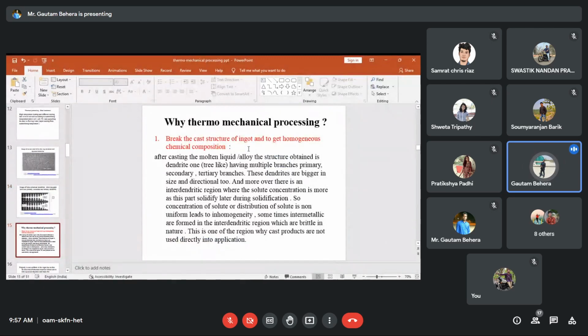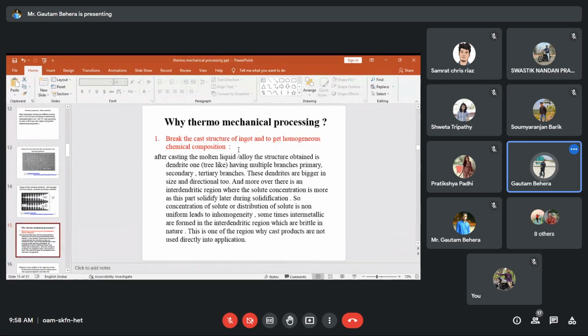So hence the first answer is to break the cast structure of the ingot and to get homogeneous chemical composition. So this is the first point. We have to break the cast structure. As we have seen, after doing casting, continuous casting or normal casting, we'll end up with dendritic structure. So we have to break these dendrites to get homogeneous chemical composition and to get equiaxed grain. Or in other way, we can get a small dendrite if you want, or basically equiaxed grain, right?